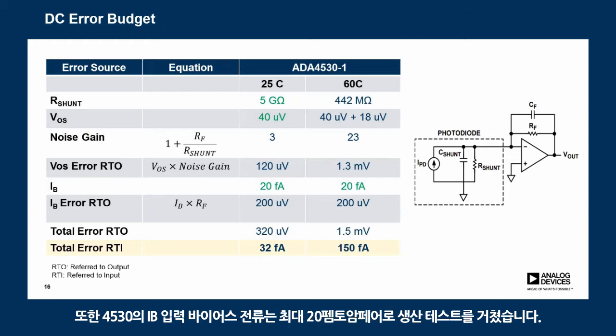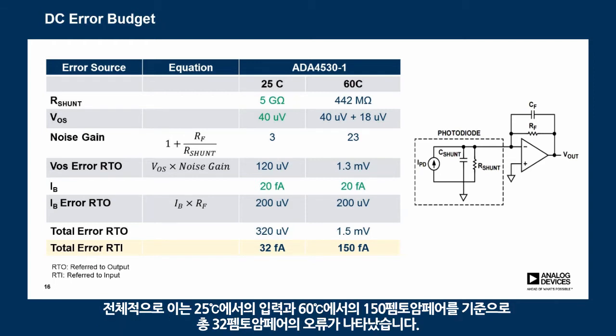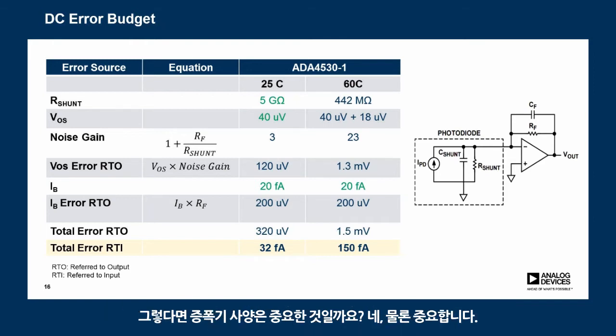the output. And I also mentioned that IB, input bias current for the 4530, is production tested up to 20 femtoamp over temperature. So I've put in the worst case spec of 20 femtoamp for IB. And input bias current flows through the feedback resistor, and that gives us 200 microvolt of error at the output. And altogether, this leads to a total error of 32 femtoamp referred to input at 25C and 150 femtoamp at 60C.